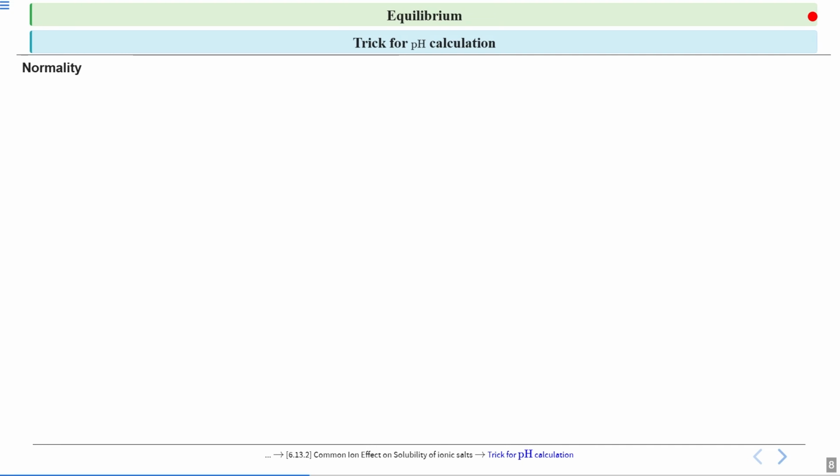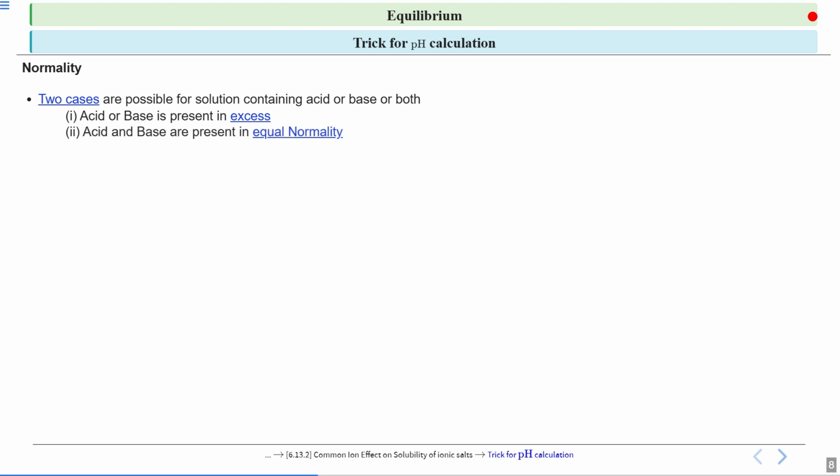Now if this is clear, then we can arrive at two cases. First is, you have a solution of acid and base, and in that solution either your acid or your base is present in excess. The second one is where your acid and base are present in the same normality, or you can say they are present in the same equivalence. Okay.